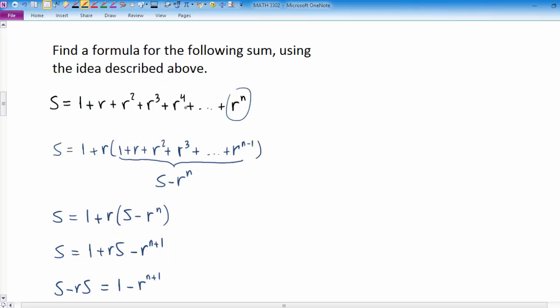Let's apply the same idea to a general finite geometric series. Here we have 1 plus r plus r squared, and so on. Again, we factor r from the second term forward. And once we factor r, what we see inside the parentheses is the original sum s minus the very last term, r to the nth power. So we substitute that in here, multiply r out. r times s is rs, r times r to the n is r to the n plus 1.